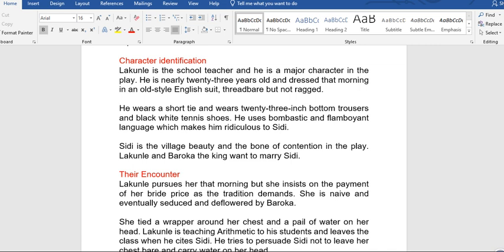Sidi is the village beauty and the bone of contention in the play. Lakunle and Baroka, the king, want to marry Sidi. So we have identified the characters there. The first stage is relation to theme. The next one is character identification, that is, the characters mentioned in the question need to be identified.